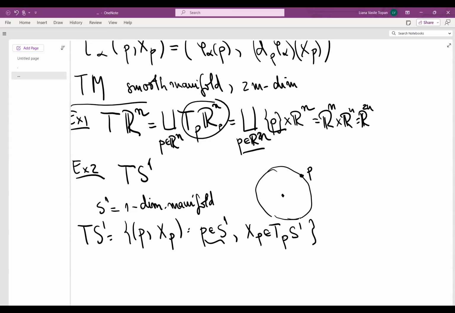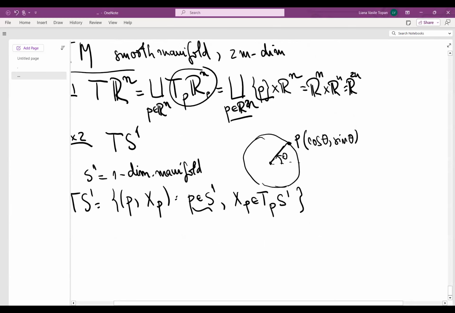So every point here, if you are a little bit familiar, you can see that if you denote this angle by theta, then this point P will have coordinates cosine of theta and sine of theta. You know this. So the point P is in S^1 and has these coordinates. Now what is xp? It's a vector which is tangent at the point P to S^1.